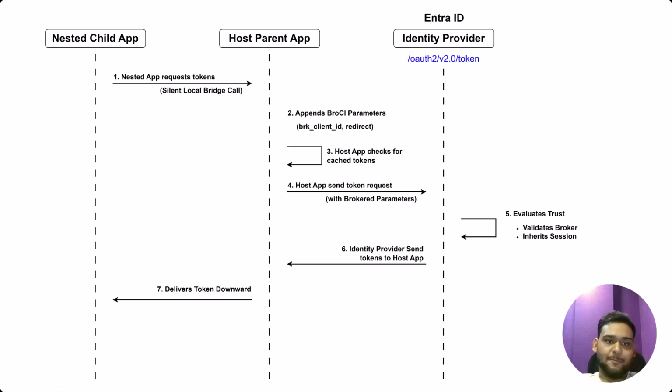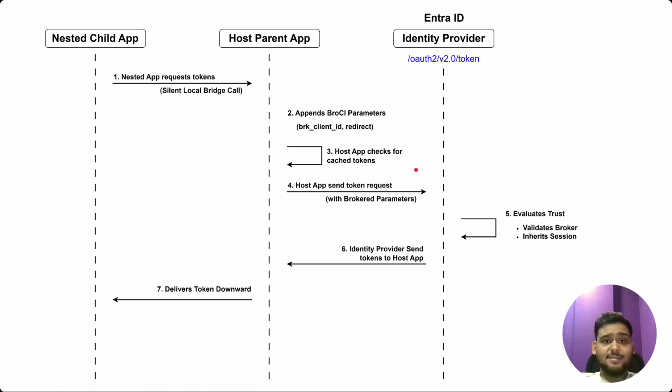receive the tokens back. Okay, so the first phase that we are looking at here is the nested app requesting tokens and sending requests to the host parent app via the silent local bridge code. The host app receives this request and appends the broker parameters like broker client ID and the redirect URL. Now in the third step, it checks for the cached tokens. If its local cache has the same tokens for this particular context, if it's present, it will directly deliver these tokens downwards to the nested child app. If not, then the process moves to the next phase, right?